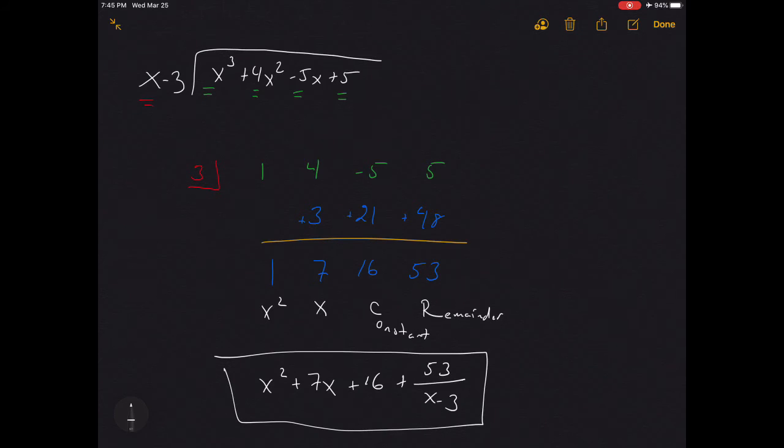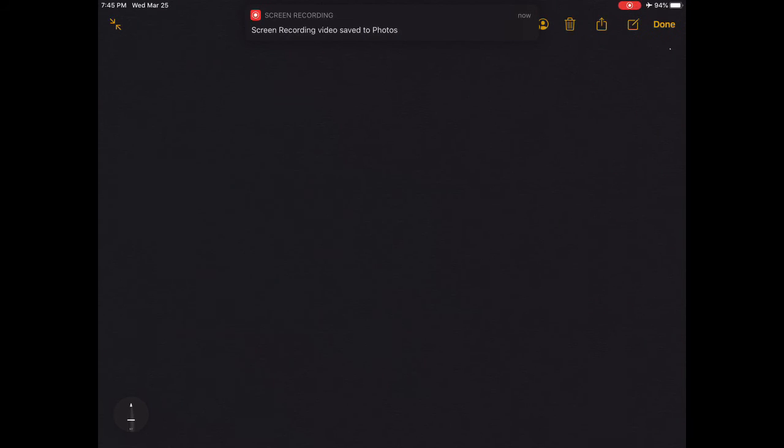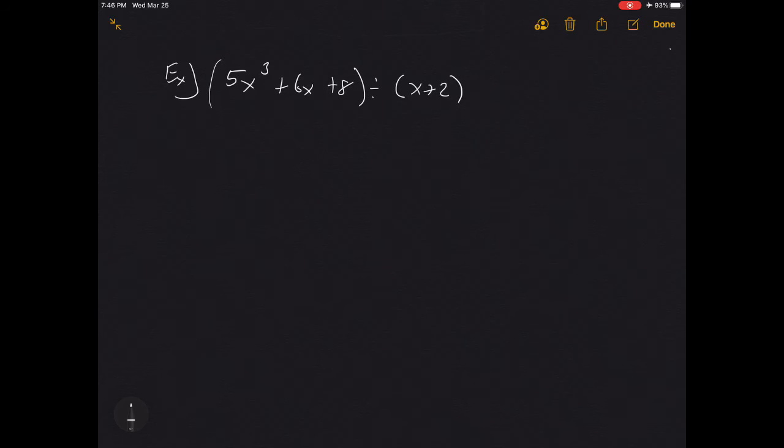So I'm going to do one more problem using synthetic division just to show that, and then we'll be done with the lesson. Alright, so the last problem that we're going to do here, again, we're just going to use synthetic division. We are going to divide 5x cubed plus 6x plus 8 by x plus 2. And again, in order to do this, what we're dividing by has to be linear, and it is. It's got a highest exponent of 1, so it is linear.